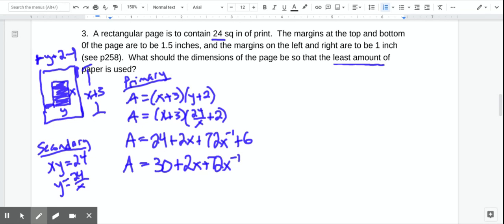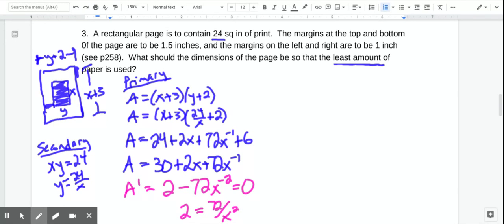Okay. So now we'll take the derivative of this and set it equal to 0, because remember we're trying to minimize this. So our derivative, the derivative of 30 is 0. So we get 2 minus 72 over x to the negative 2. And we're going to set that equal to 0. So we get 2 equals 72 over x squared. Let's bring that up here. Multiply both sides by x squared. We get 2x squared equals 72.